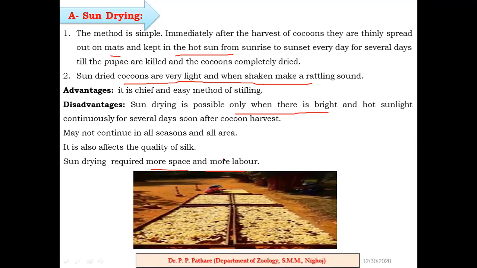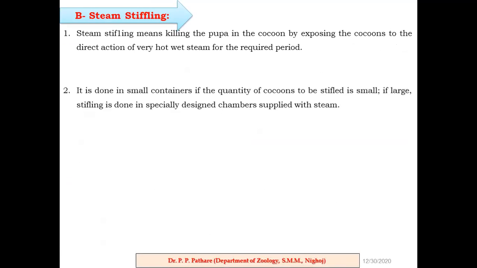This is the photo image of sun drying. Here you can easily observe one lady sitting, spreading the cocoon in a proper container. In such open space, labor will be required for sun drying. I hope you understand what sun drying is. If you have any question or difficulty regarding this point, you can ask me.